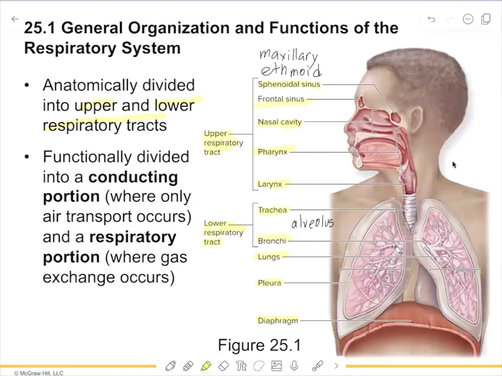The respiratory tract can be functionally divided into two main areas: the conducting portion, where air transport occurs. So its main job is to conduct the air down to a certain point. After that, the respiratory portion begins, and it's called this because that's where gas exchange actually happens. It's defined as having the presence of alveoli. The alveolus, or alveoli for plural, is the location where gas exchange actually occurs.